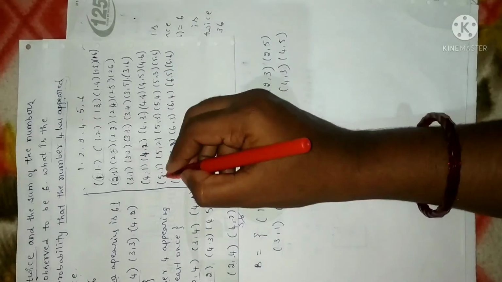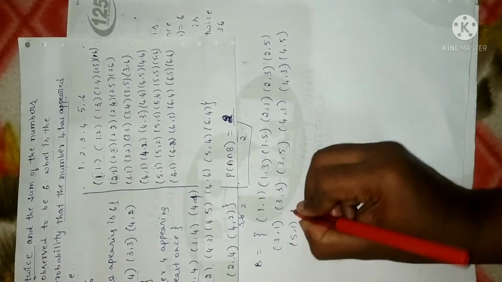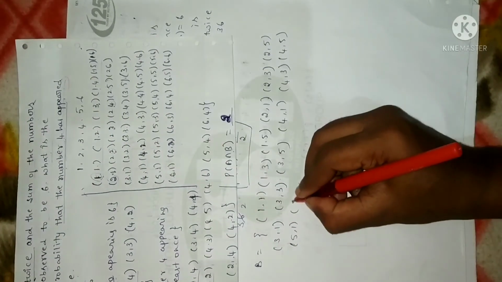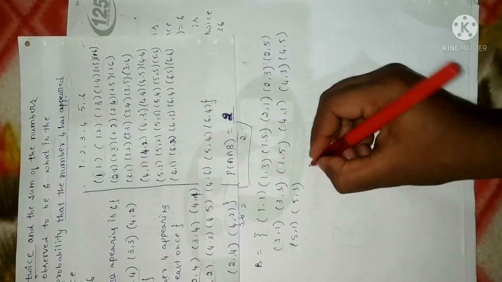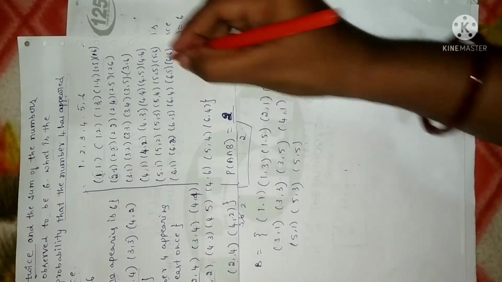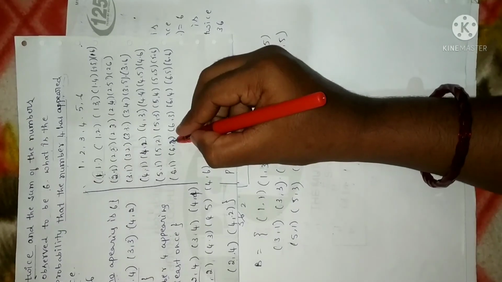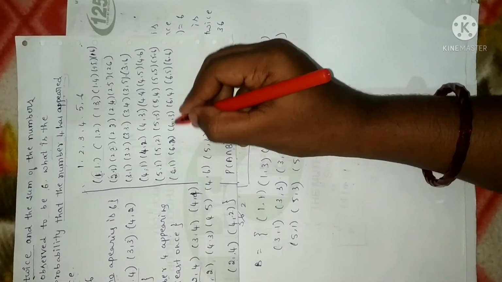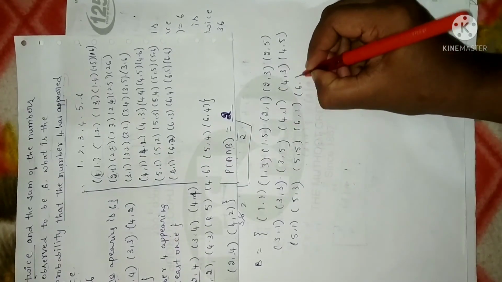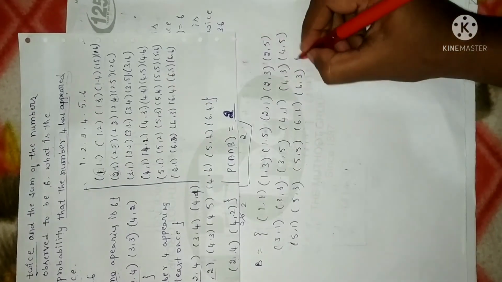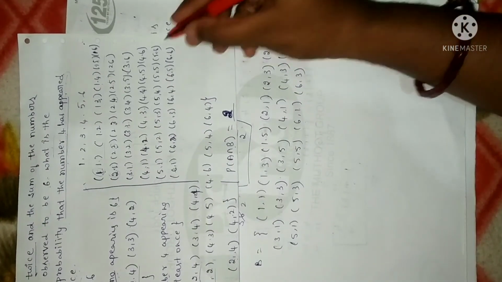6 cannot be odd. Next 5, 1. Again 2 cannot be odd. 5, 3. Again 4 cannot be odd. Again 5, 5. Again 6 cannot be odd. Again 6, 1, because 1 is an odd number. 6, 2: 2 is not an odd number. Again 3 is an odd number. So 6, 3. 4 is not an odd number. So 6, 5 is an odd number. Again 6 is not an odd number.